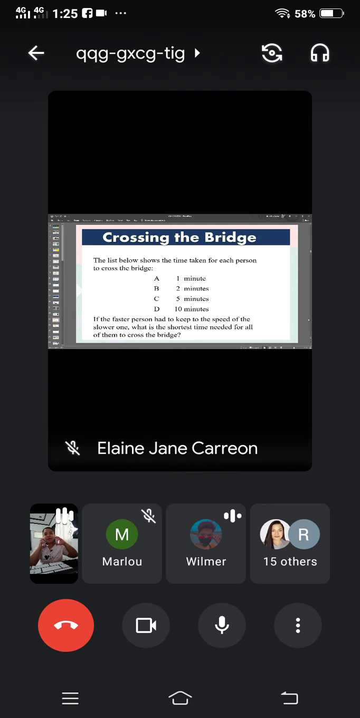Okay, will you describe paano sila nag-cross ng bridge? Sino yung nauna? Okay, so si person D. So 10 minutes na yon. Yes. Okay. So they will take 10 minutes to cross.